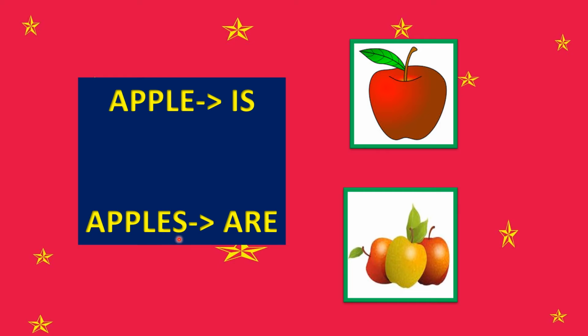Now look at this, children. A-P-P-L-E-S, apples. Yes, children. A-P-P-L-E-S, apples means what? S is there, no? That means many apples. Okay? See, S is there. That means many apples. That's why we will use A-R-E, are. Okay?